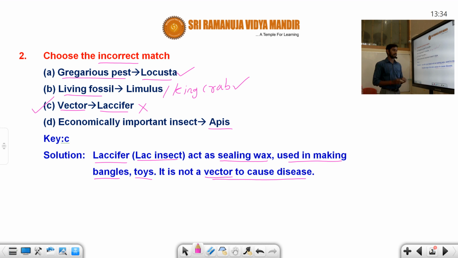So this is about another important thing, the incorrect match. Our option is C, so the key is C. I hope you understand this one.